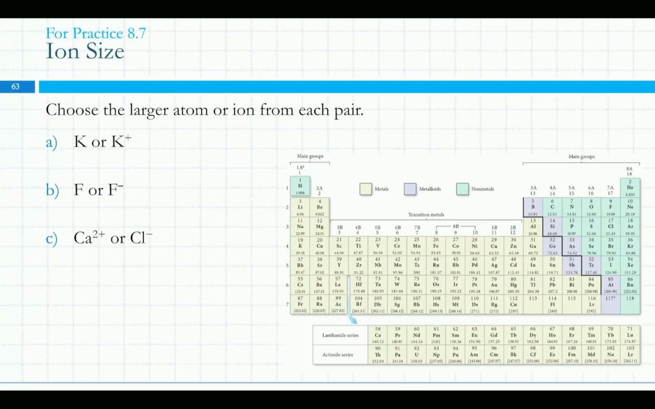So with that in mind, potassium or potassium plus, which one's larger? Potassium. And why? There's 2 reasons. So why is the cation smaller? You lose an outer shell. And what else does losing the outer shell change? Shielding.